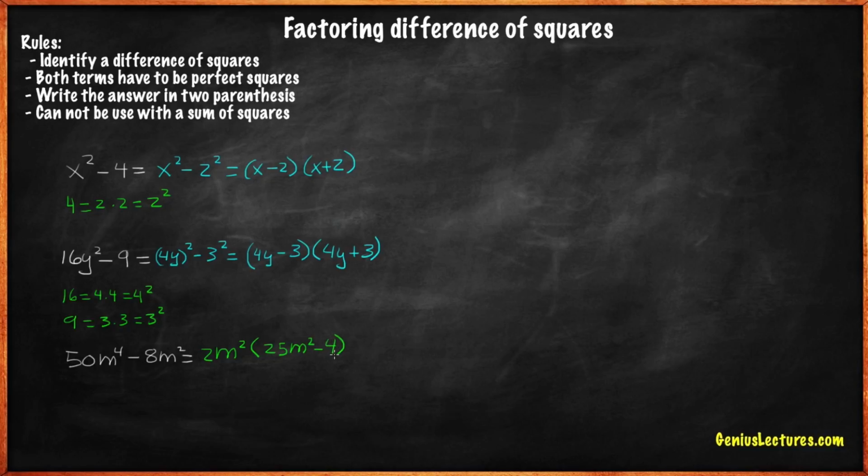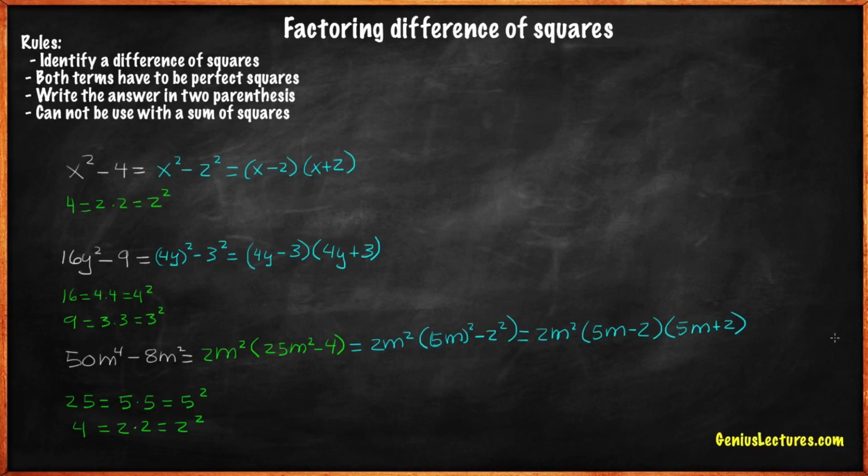Now inside the parentheses, we can rewrite the expression to make it a difference of squares. 2m squared times 5m squared minus 2 squared. Now we have a difference of squares and it can be simplified as follows. 2m squared times 5m minus 2 times 5m plus 2.